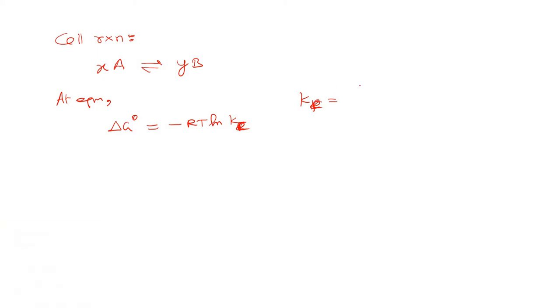So Kc is equal to activity of the product B power Y divided by activity of the reactant A power X. This is Kc here. I'm giving the expression in terms of concentration, that's all. So delta G naught equals minus RT ln Kc here.